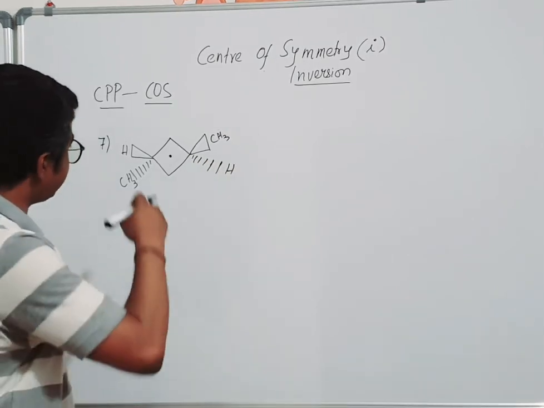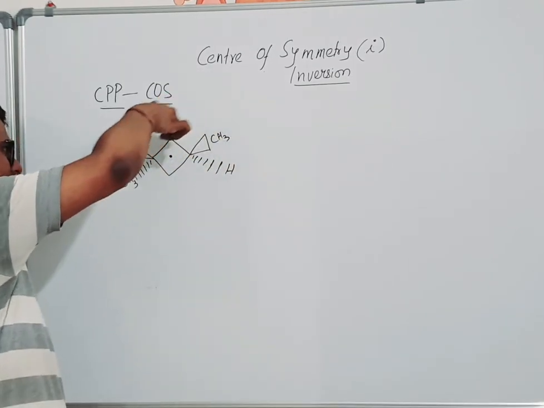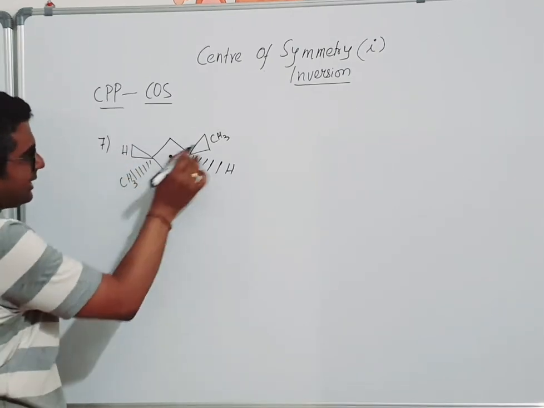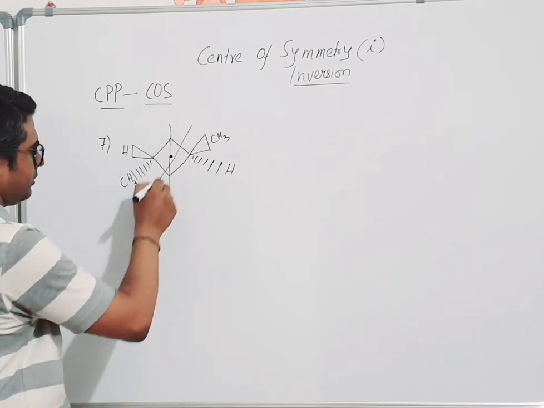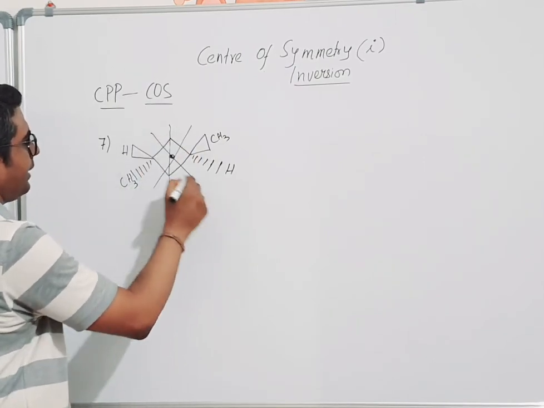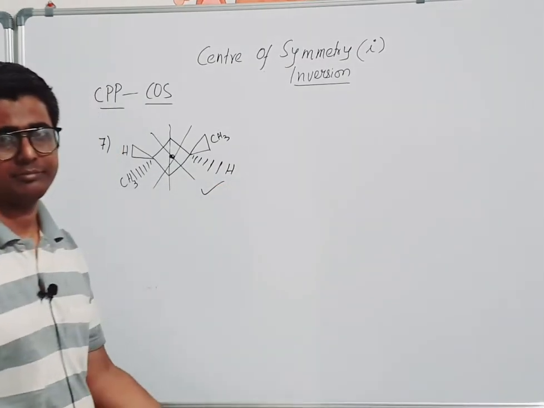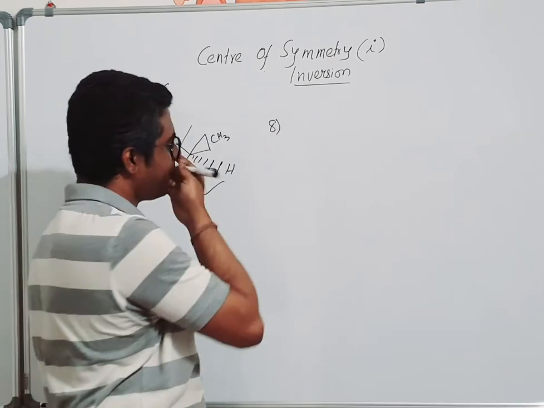So see, this is outside the plane, that is inside the plane. So if from inside the plane I draw it outside the plane, this will pass through this center of symmetry. Similar in this case. Any other line you draw will pass through the similar parts of the molecule, so it has a center of symmetry. Simple, huh? Number 8.